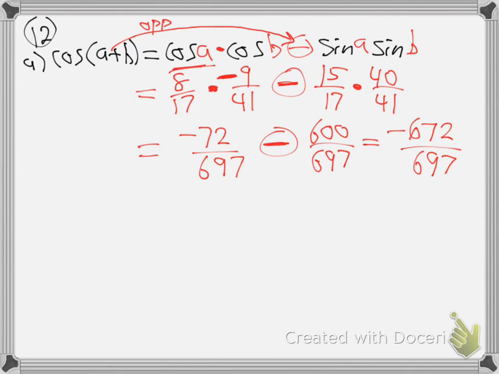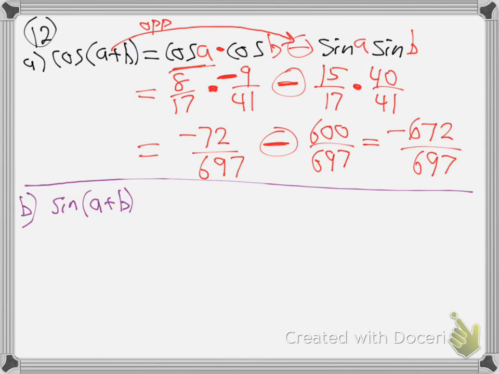For that first one, now we got to do sine of A plus B and tangent of A plus B. Good for that first part? So we got all those pieces, and then I just put them in their slots. Let's try the next part. Part B says sine of A plus B.